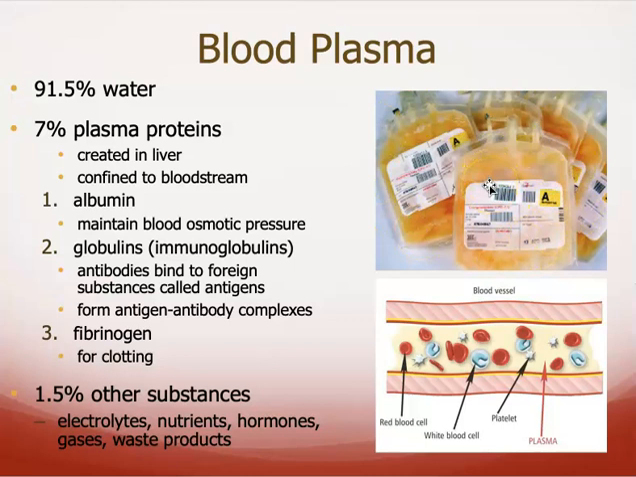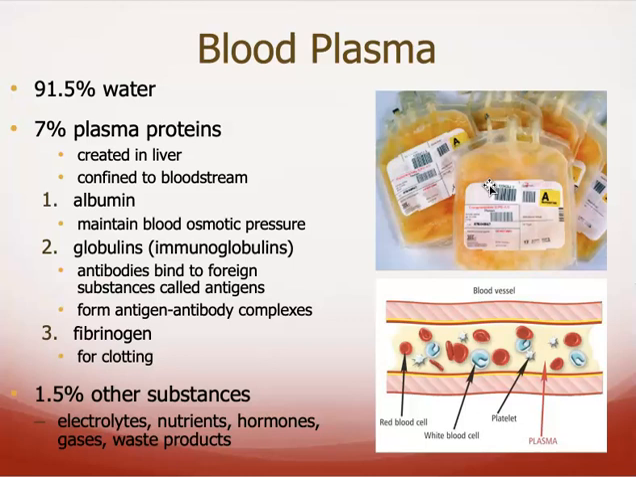So plasma is mostly water, and as you can see in this top image, as it's centrifuged down, when we take out the red blood cells, it looks kind of, they describe it as a straw yellow, and it's got this light yellowish color to it. Again, mostly water. This makes sense. Most of your blood is water. It's about 7% plasma proteins, and these proteins are going to be really important.